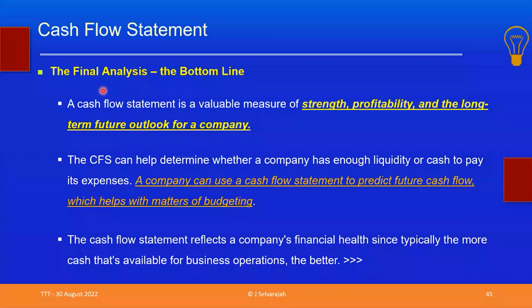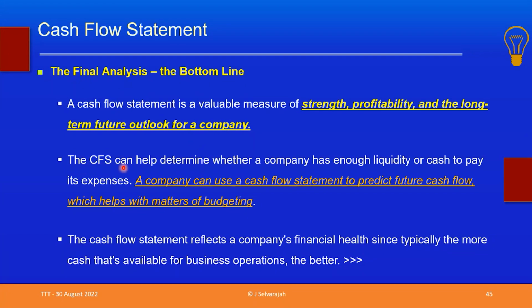Why is the cash flow statement a valuable measure of profitability? If you have cash, you can negotiate. You can negotiate with suppliers. You can bring the price down on the supply of goods that you purchase, which means that you can have a better profit margin and your profitability per se is going to go up. This is one of the things you can do. Or you can buy in volume and bring the price down. So many things can be looked at in the long-term future outlook.